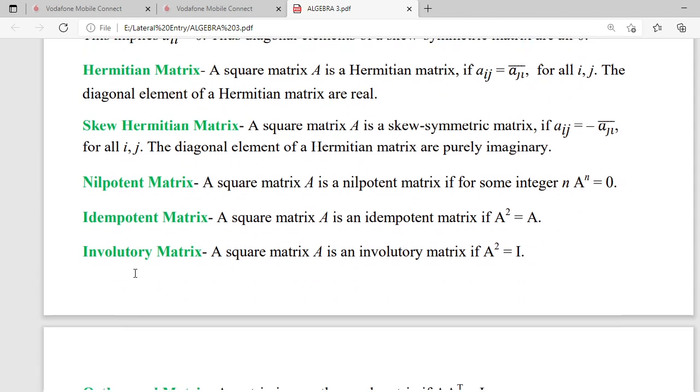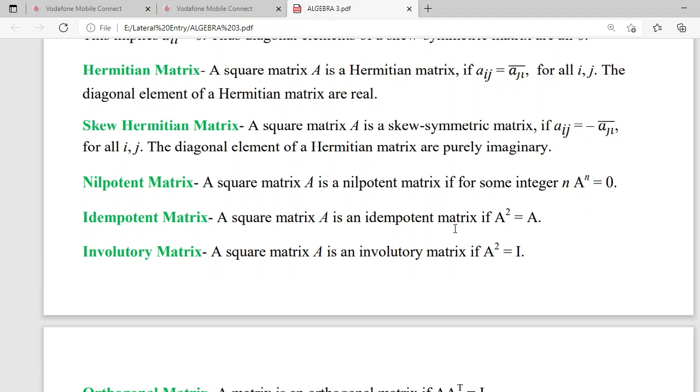Then nilpotent matrix. I am just writing it because one question is related to these things. Some options are there: if it is nilpotent or not, if it is idempotent or not, if it is involutory or not. So I am just defining these things. Nilpotent matrix: A to the power n. If there exists some integer n such that this is equal to 0, then we say it is a nilpotent matrix.